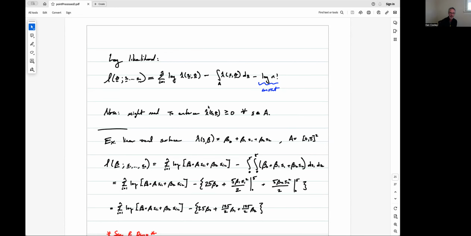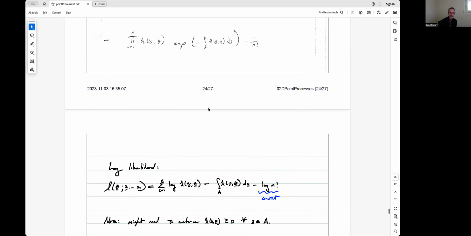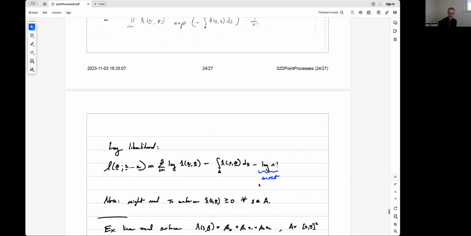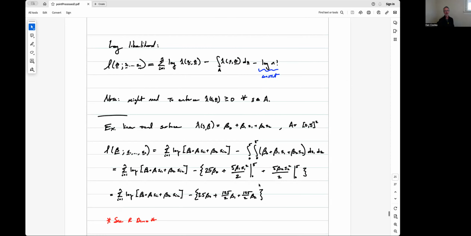I can take the log to get the log likelihood. I apply the log here, our product becomes a sum of log lambdas. The log kills this part off. I'm left with negative integral of lambda minus log n factorial, which of course is a constant. And so it's not a function of the parameters, so we can leave that off when we're maximizing our log likelihood.